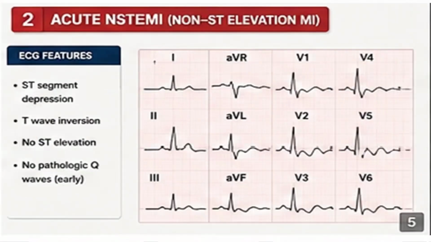Non-ST elevation MI. Unlike ST elevation MI, there is usually partial blockage of a coronary artery. Typical ECG findings include ST segment depression, T wave inversion. Sometimes the ECG may even appear normal. Diagnosis depends on elevated cardiac troponin levels together with the symptoms.